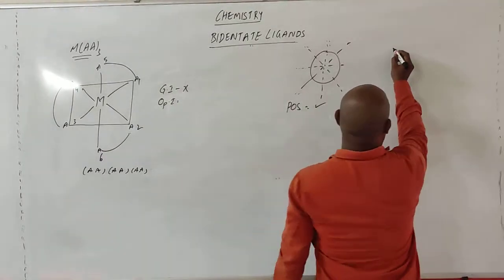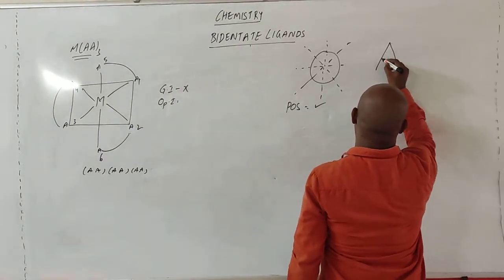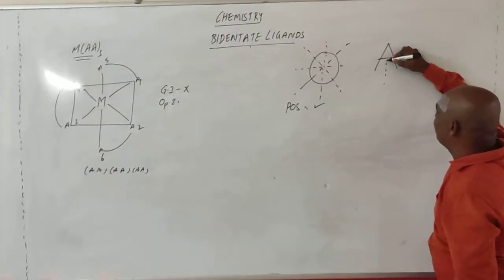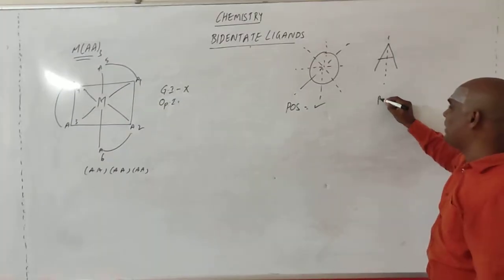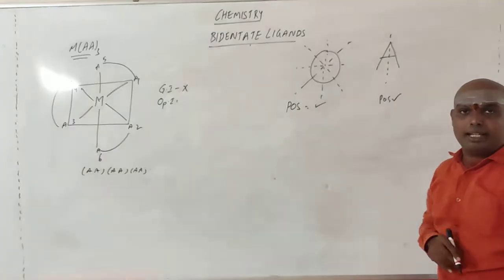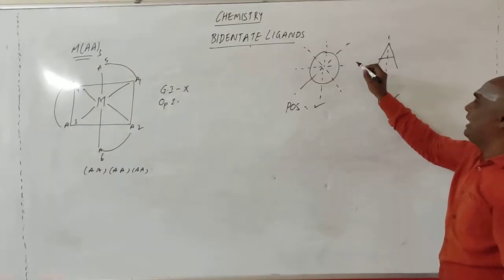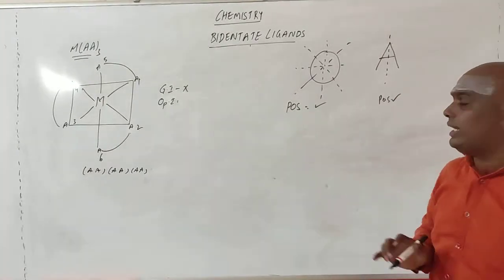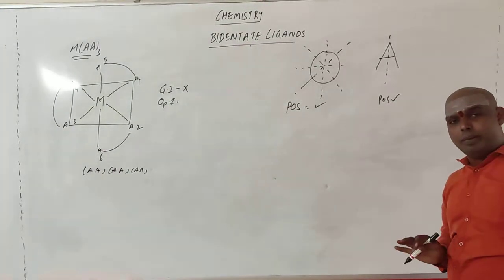So now let's take this. Is a plane of symmetry present or not? If I take like this, plane of symmetry is present. Okay, don't take like this. If you take like this, plane of symmetry will be absent. If at least one plane of symmetry is present, then you can say that the molecule is optically inactive.